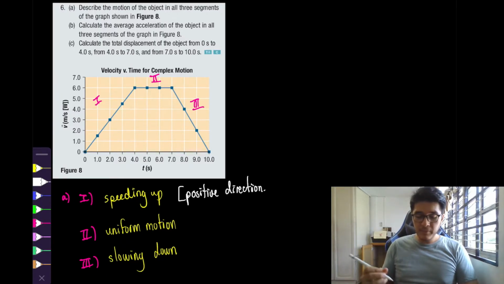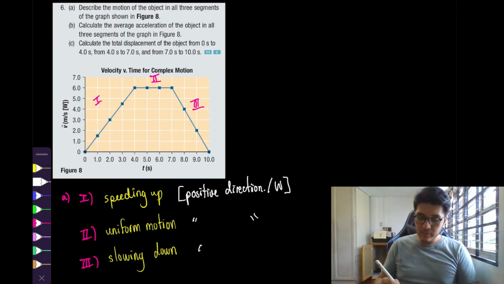But in this case, the positive direction is indicated by west, which is really confusing because normally you think of east as positive, but this graph is making it confusing. So the positive direction, in this case, they're indicating it to be west. So that's true for all of the three parts of the graph.